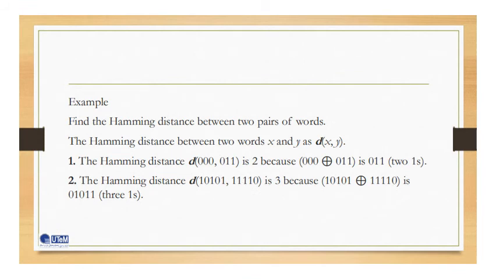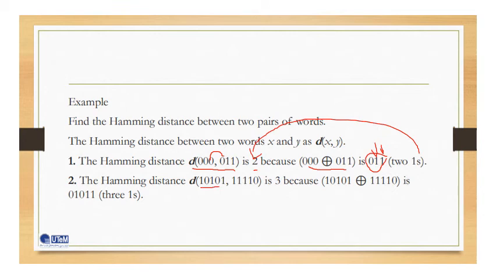In this example, we have 2 examples over here. The different bits between these 2 words is 2. Or you can use XOR operation. The answer is 0, 1, 1. Then you count bit 1. There are 2 bit 1s, so the answer is 2.